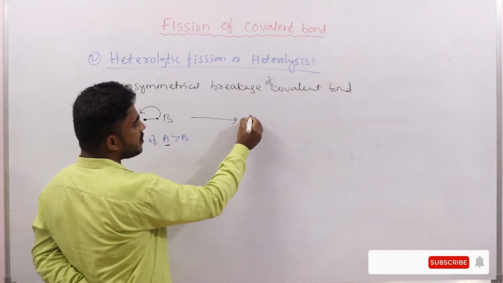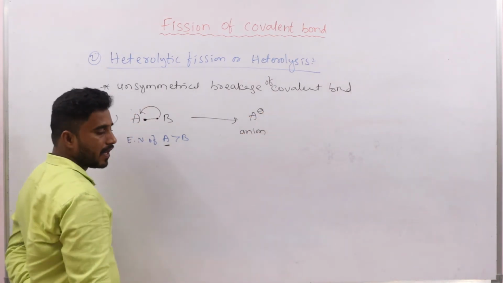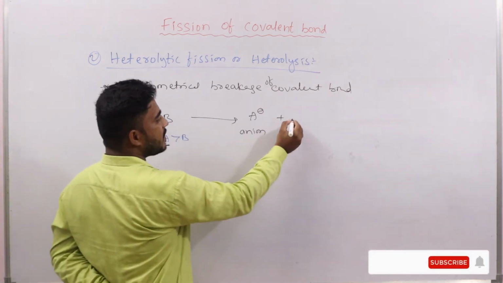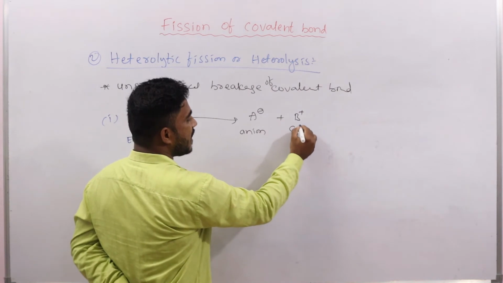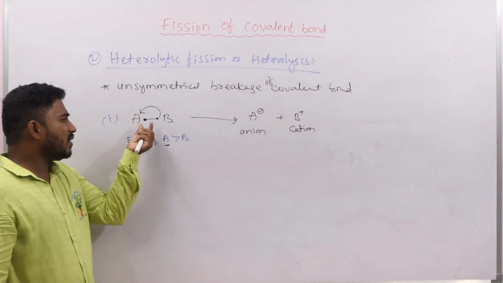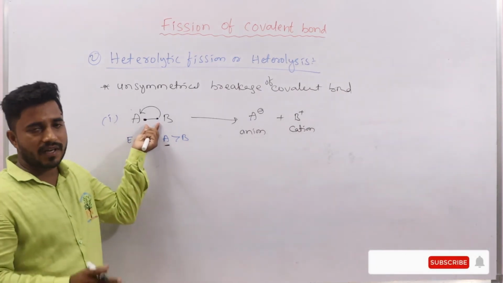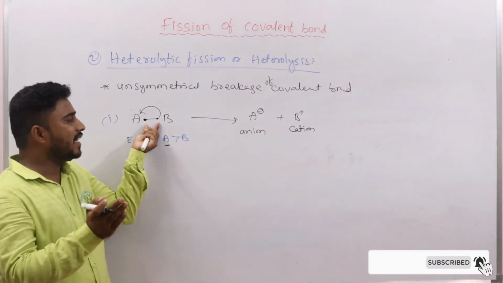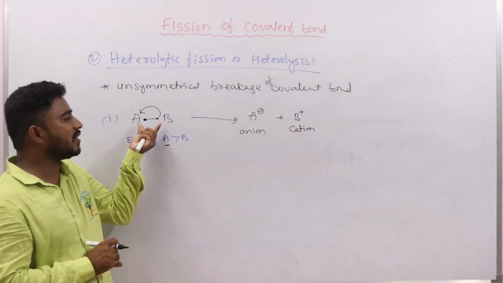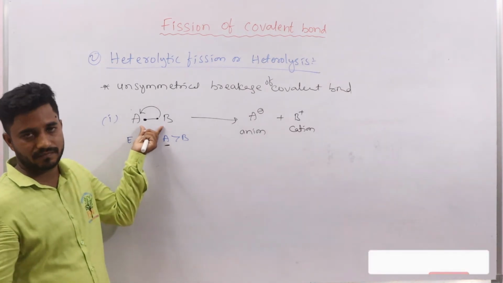Means A gets which charge? Negative charge, meaning an anion is formed. Then B lost its electron, that's why B gets a positive charge, which is called a cation. So what happened here? Two electrons in the covalent bond are unequally distributed. In the previous one, homolytic fission, they were equally distributed, but here unequally, depending upon the electronegativity of the atoms.